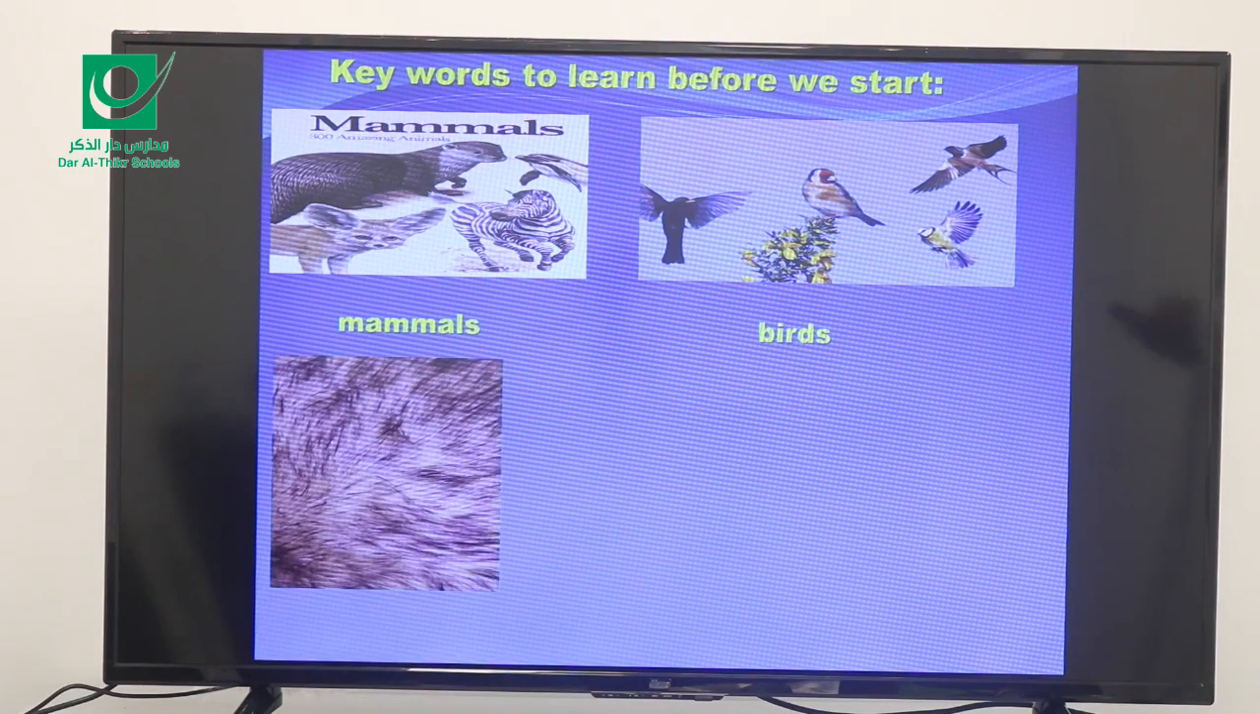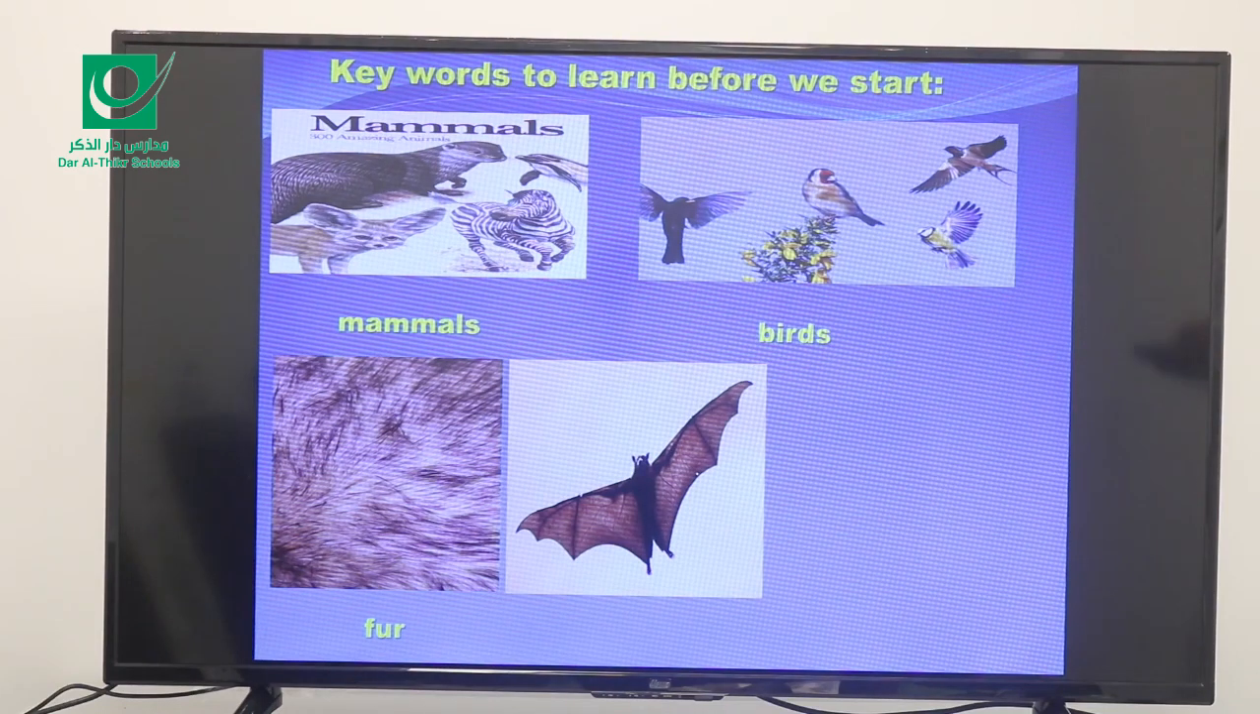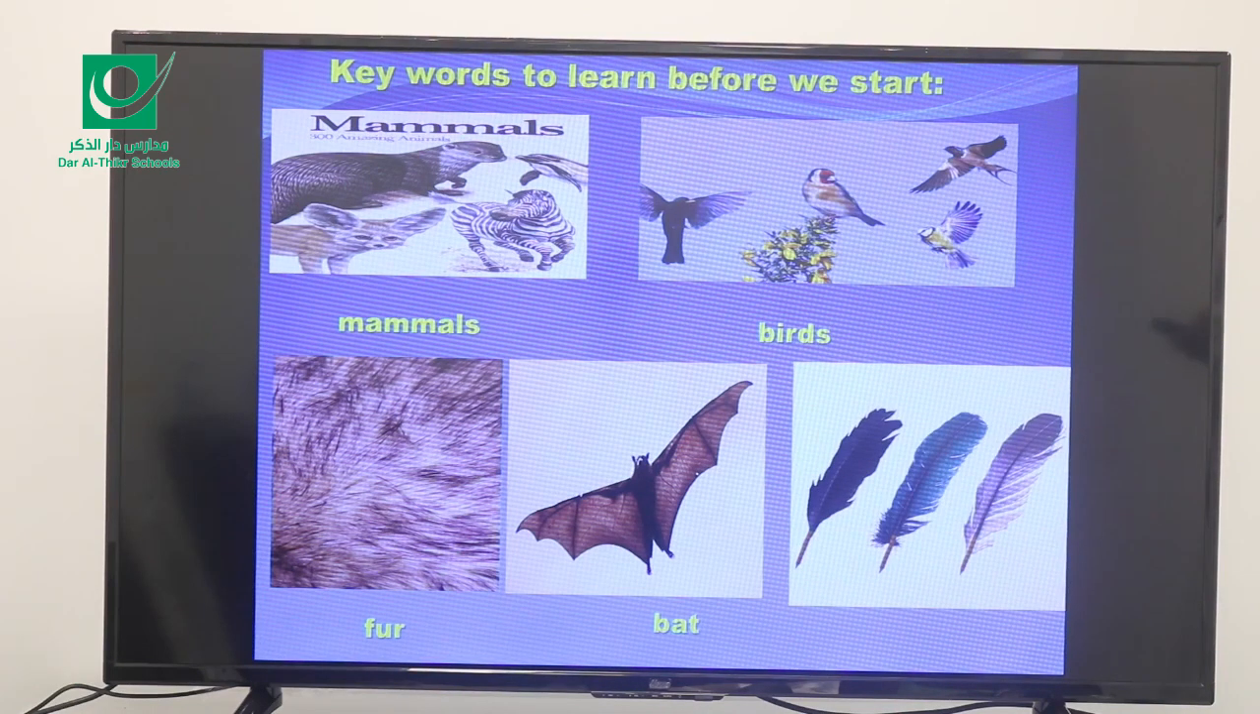Birds. Okay, this is the picture of fur. Fur. See, as I told you, this is the kind of hair, but we don't say hair, on the back of the animals. Okay, we say fur. This animal is a bat. And this is on the back of the birds. Of course we don't say fur, we don't say hair, we say feathers. Feathers. Yes, so please repeat after me.